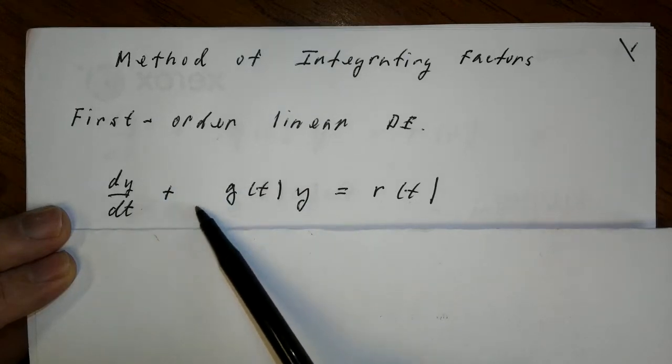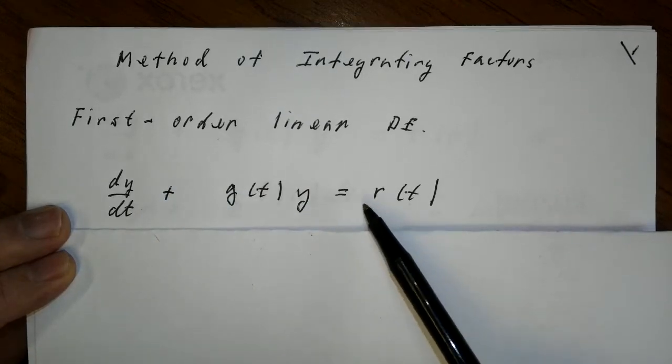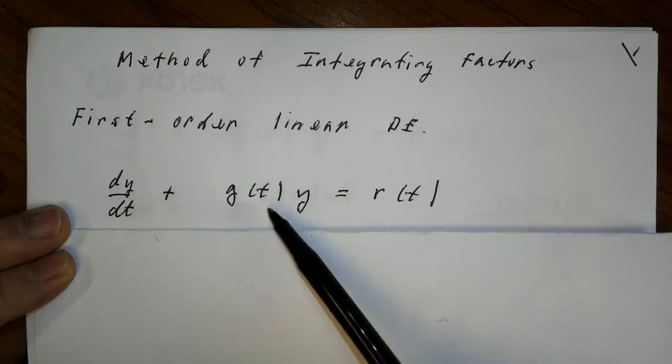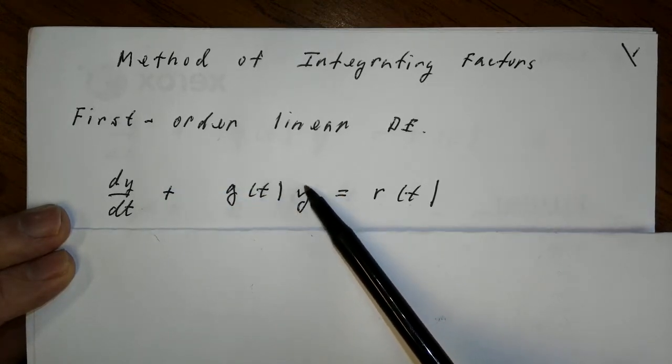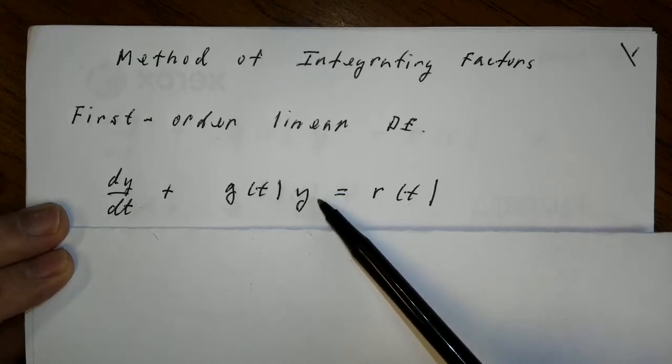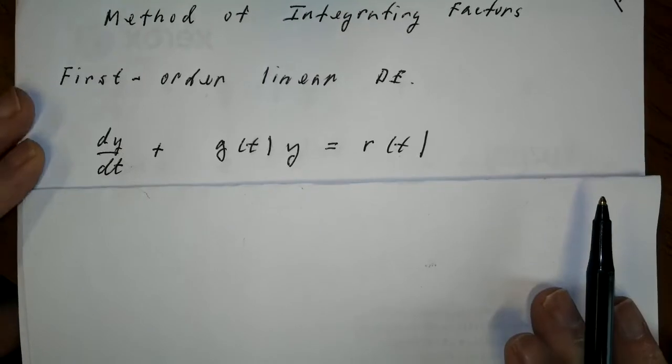Now, in the next few minutes, I'm going to be writing down a lot of expressions, and I'm going to be a little bit sloppy, I'm afraid, at times. Keep in mind that this y is a dependent variable, so this really means y of t, which is really what I should be writing, but I'm going to be a little bit sloppy.